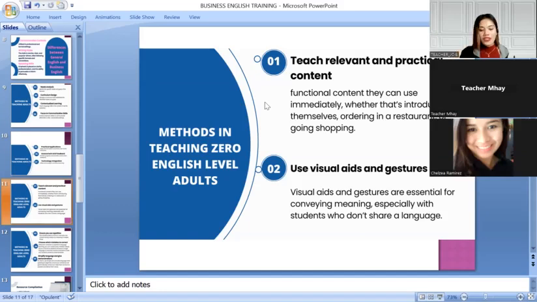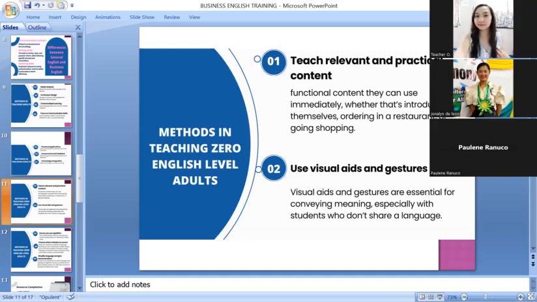So for example, all right, how will you do this? Teach relevant and practical content. Who can give an example of relevant and practical content in teaching zero English level students, even not adults? Who wants to share?